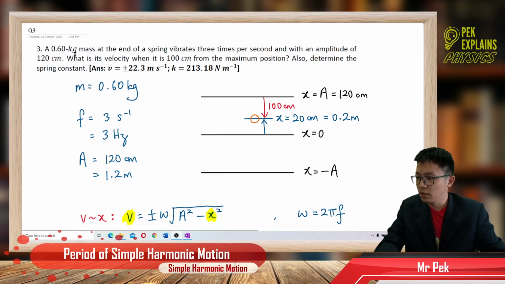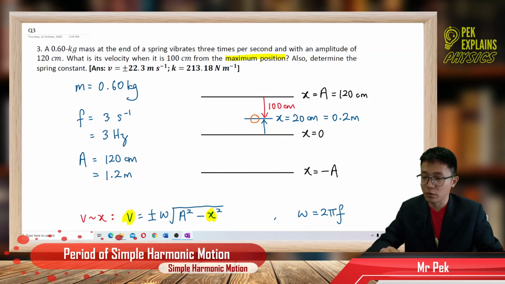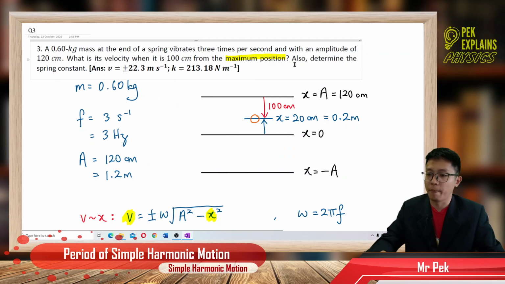Okay, a 0.6 kilogram mass at the end of a spring vibrates 3 times per second and with an amplitude of 120 cm. What is its velocity when it is 100 cm from the maximum position? Okay, this is something we should take note. From the maximum position, not from the equilibrium position. Okay, be careful. Also determine the spring constant.